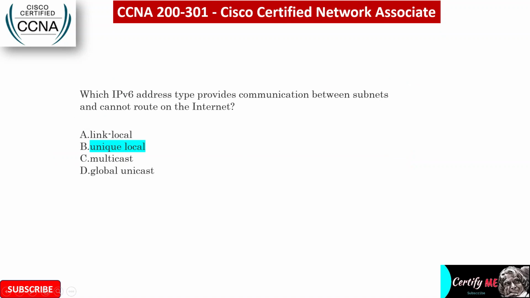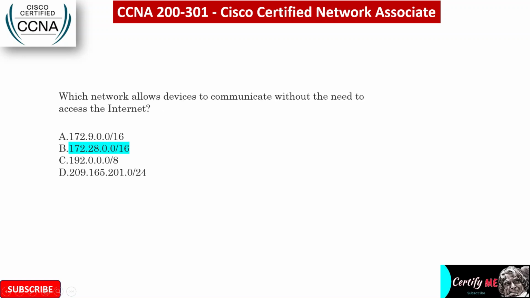Which IPv6 address type provides communication between subnets and cannot route on the internet? Option A. Link local. Option B. Unique local. Option C. Multicast. Option D. Global unicast. Option B. Unique local is the correct answer for this question. Next one. Which network allows devices to communicate without the need to access the internet?